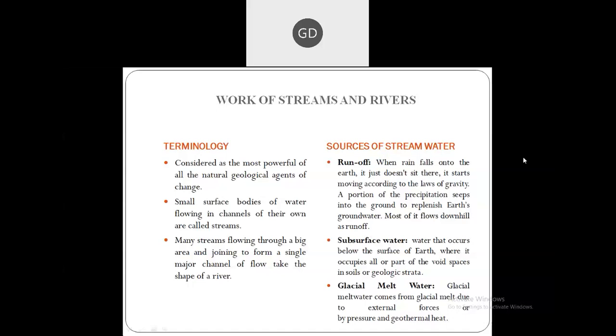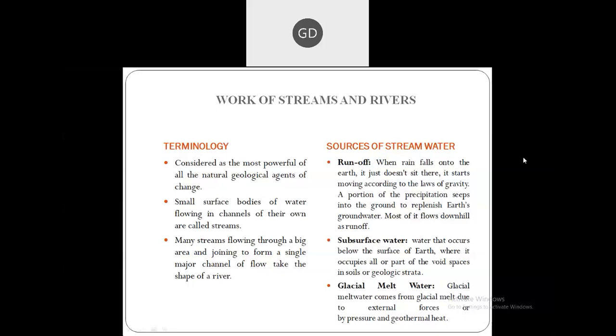What is happening here is that the small surface bodies of water flowing in channels are known as streams, or streamlets. Again, when these streams flow over a very big area and ultimately join a single channel, this takes the shape of a river. So ultimately a river is formed by many small streams.